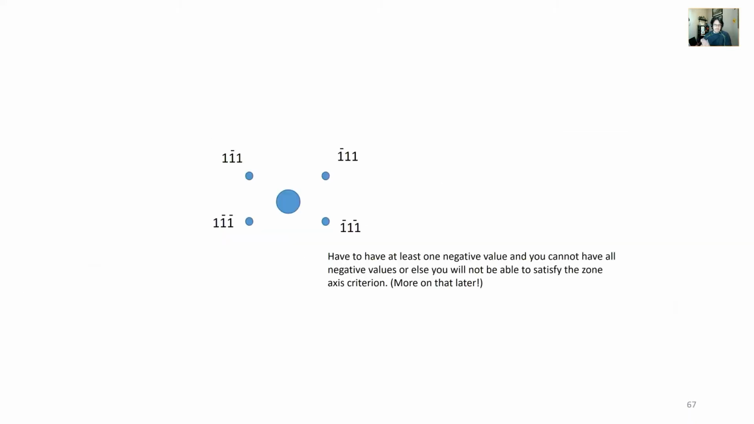All right, so we now know that all these spots are the 111 family of planes. So we want to start assigning positive and negative signs to the numbers. There are some rules. You have to have at least one negative value in your numbers here, because we need to satisfy the zone axis criterion. So we have to have at least one negative number in our indexing, or we won't satisfy the zone axis criterion. Again, we'll see it in a little bit.